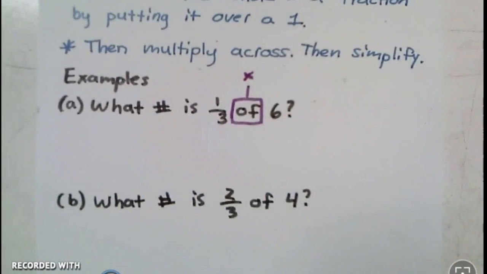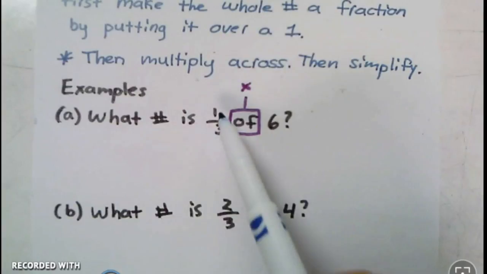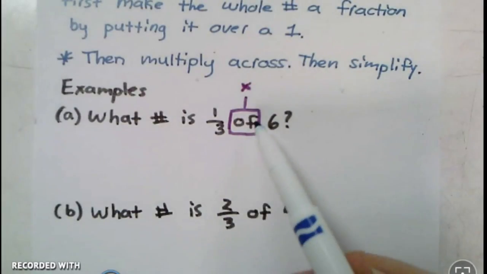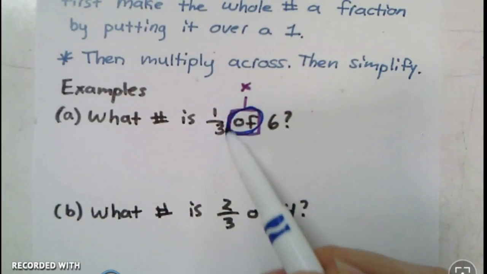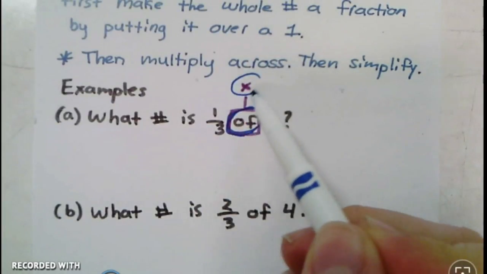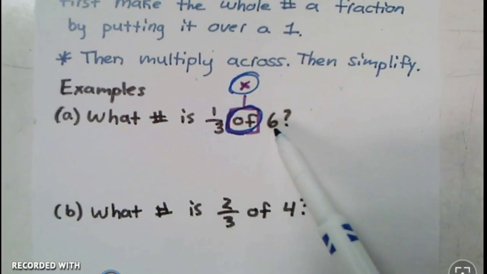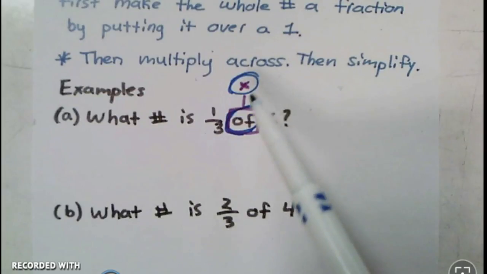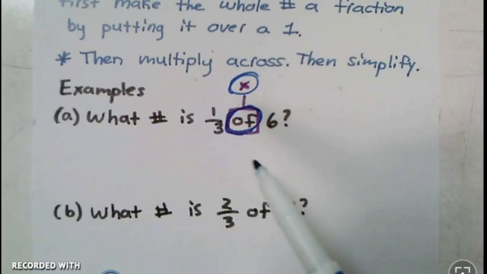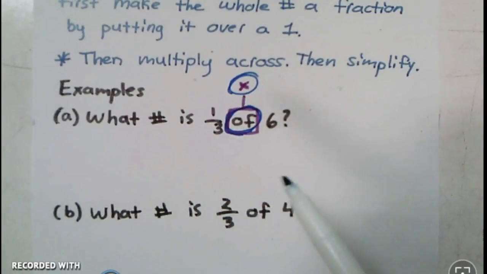So here's the example. What number is 1/3 of 6? They're just worded weird, okay? Whenever you see the word of, it means multiplication. So 1/3 of 6 means 1/3 times 6, or 6 times 1/3. Why can I switch the order? Because of the commutative property of multiplication.